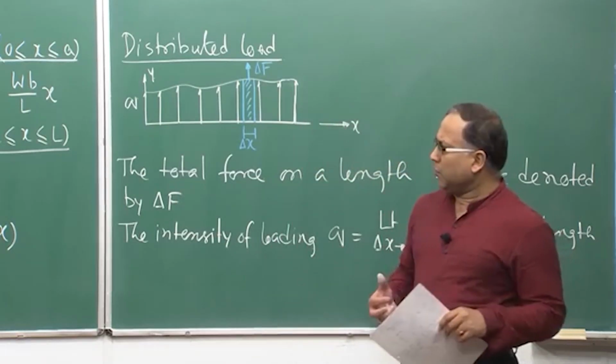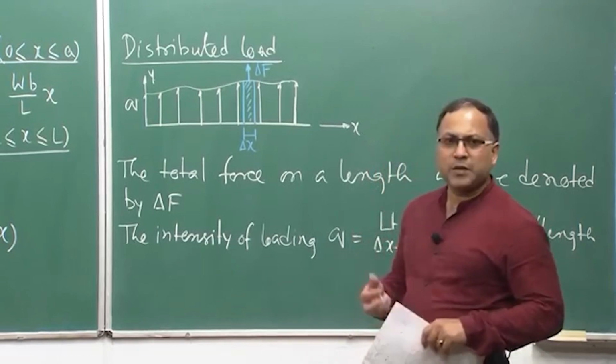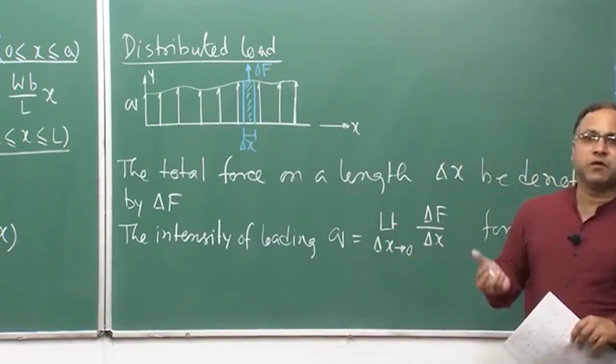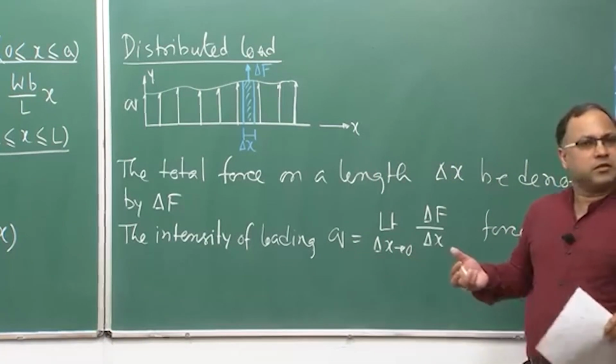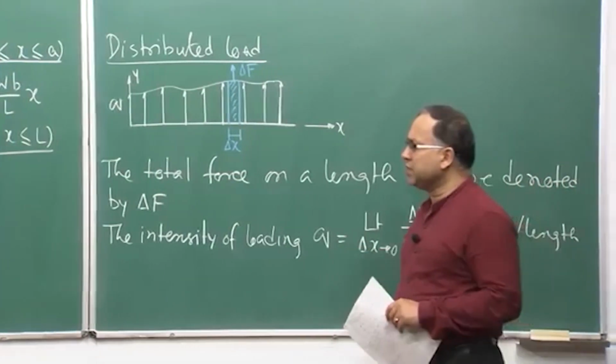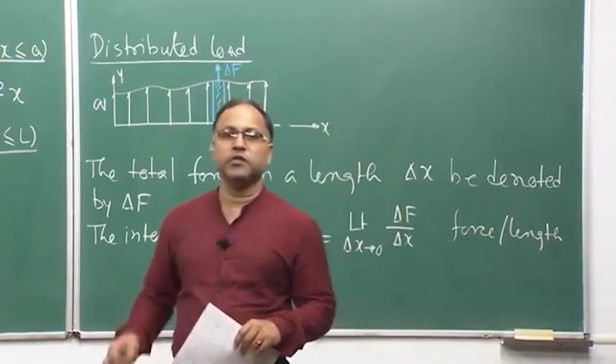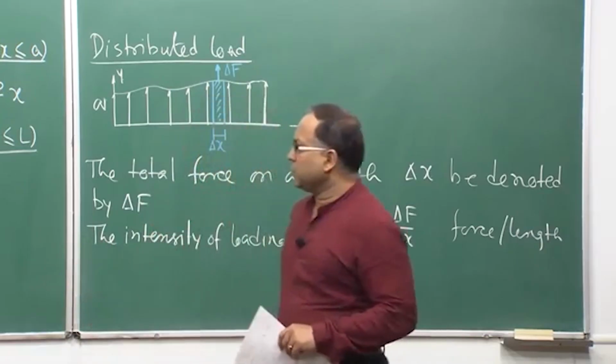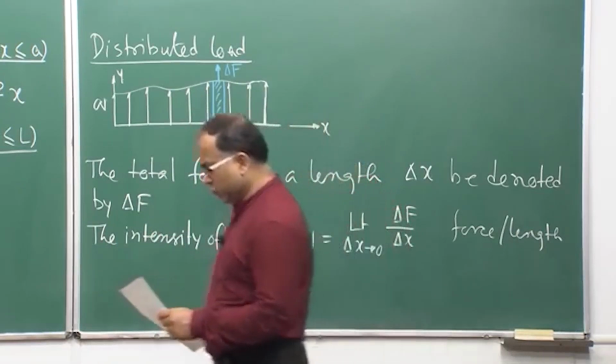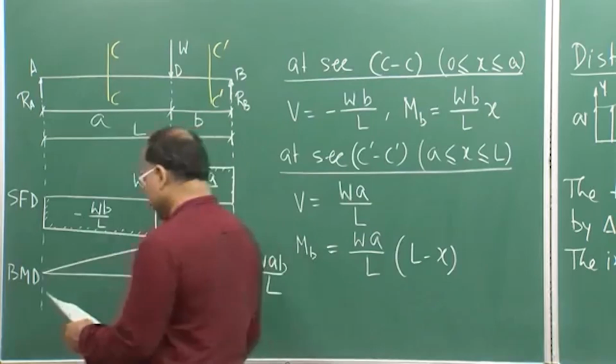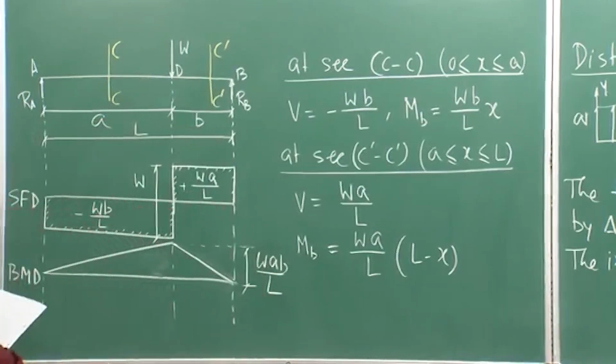Okay. Now, let us talk about the most common type of distributed load, that is nothing but the uniformly distributed load, and in short generally we will be using that word, that is UDL, okay, uniformly distributed load. So, if you have the uniformly distributed load over the whole beam, then how does it vary?